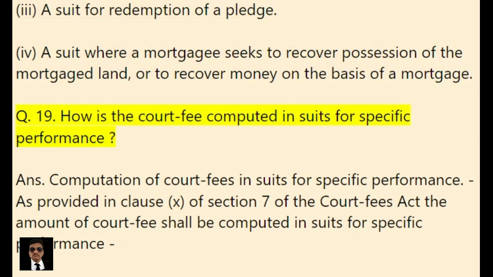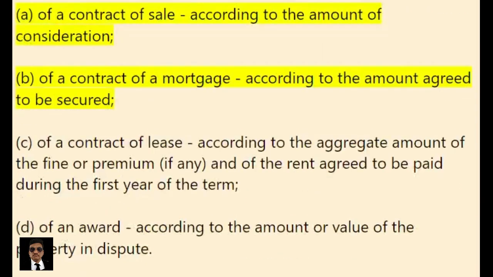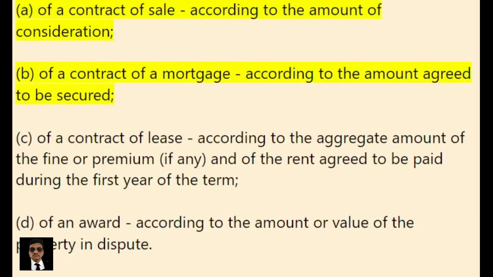Q19. How is a court fee computed in suits for specific performance? Ans. Computation of court fees in suits for specific performance. As provided in clause (x) of Section 7 of the Court Fees Act, the amount of court fee shall be computed in suits for specific performance: A. Of a contract of sale, according to the amount of consideration. B. Of a contract of mortgage, according to the amount agreed to be secured.